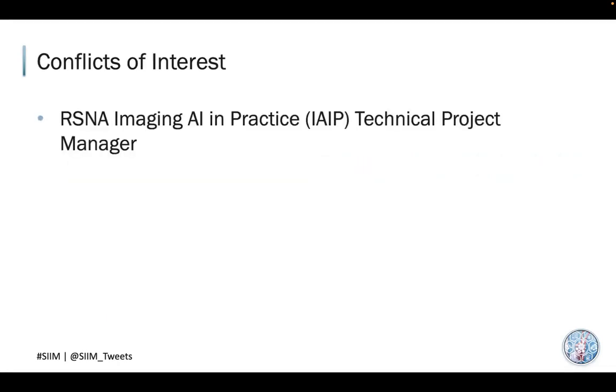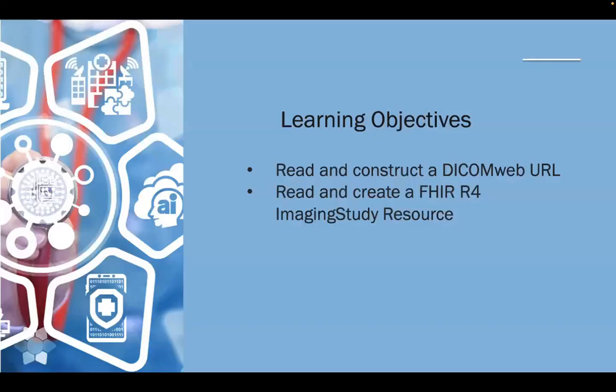Conflict of interest is pretty much non-existent. And today we're going to talk about two things. You're going to learn how to read a DICOMweb URL and even construct one if you so choose. And the second thing you're going to learn is how we relate this information to a FHIR R4 ImagingStudy Resource. So how do we link the EMR along with the DICOM PACS or VNA, Vendor Neutral Archive?